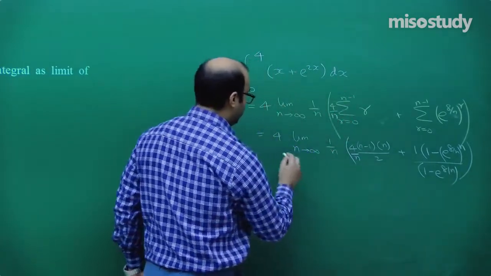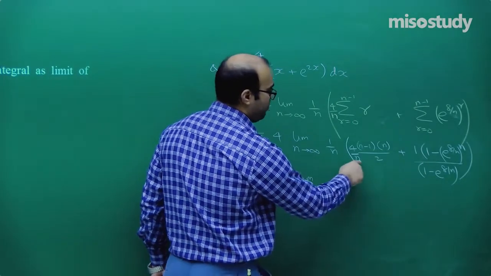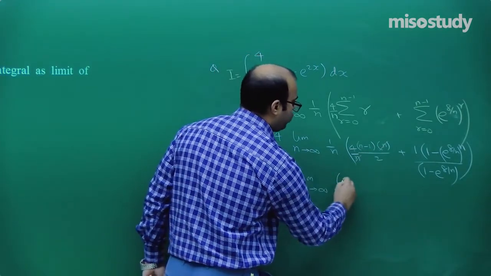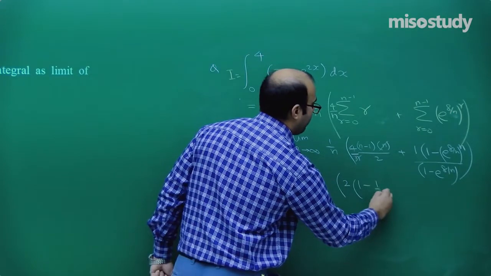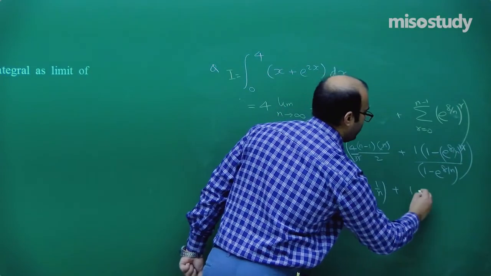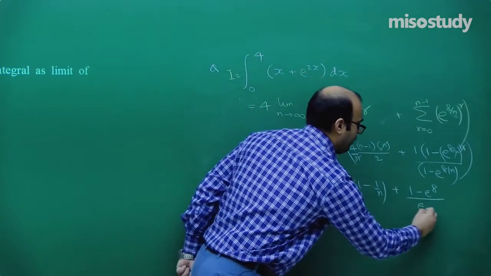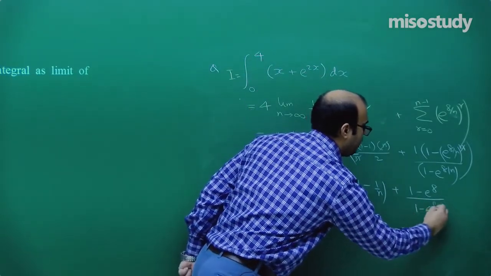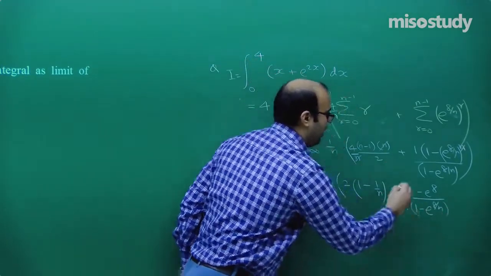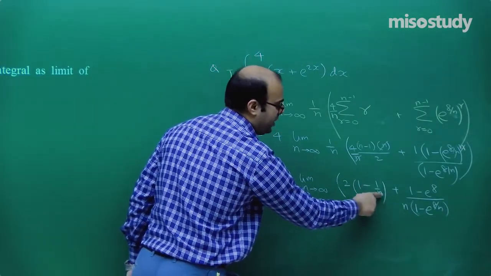Next, let us take this n, which is outside of the bracket, inside. So this n will go here, this n and this n cancel. This extra n will go here, and 4 by 2 is 2, which will give you 1 minus 1 by n. This n will go here, this n will cancel, and we will get 1 minus e to the power 8 upon 1 minus e to the power 8 by n. This is written as 1 minus e to the power 8 by n, and this n goes inside, it goes here like this.